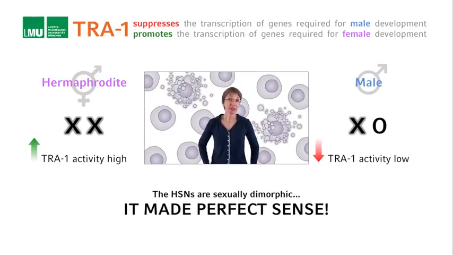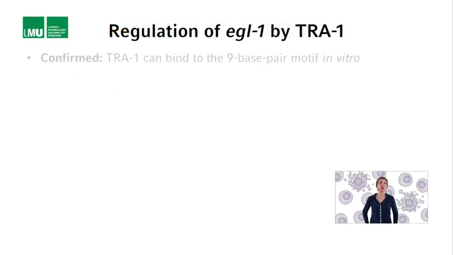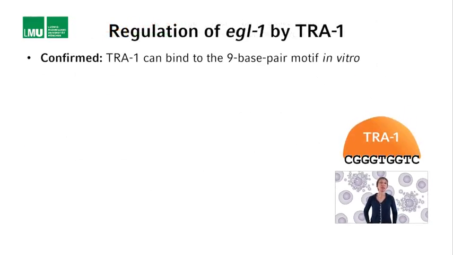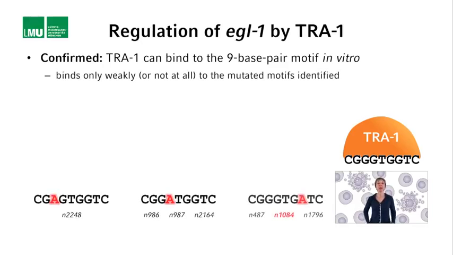It made perfect sense. In vitro, TRA1 protein indeed can tightly bind to a DNA fragment that contains the 9 base pair long TRA1 binding site as found downstream of the EGA1 transcription unit in wild-type animals. However, it failed to bind tightly to a DNA fragment that contains the TRA1 binding site as found downstream of the EGA1 transcription unit in animals that are homozygous for any of the dominant EGA1 mutations.